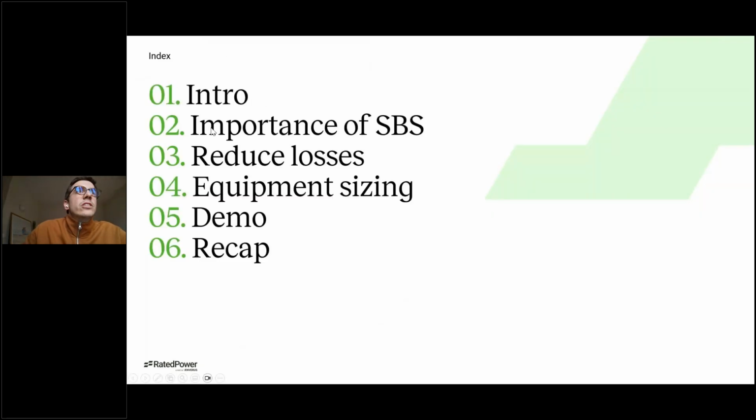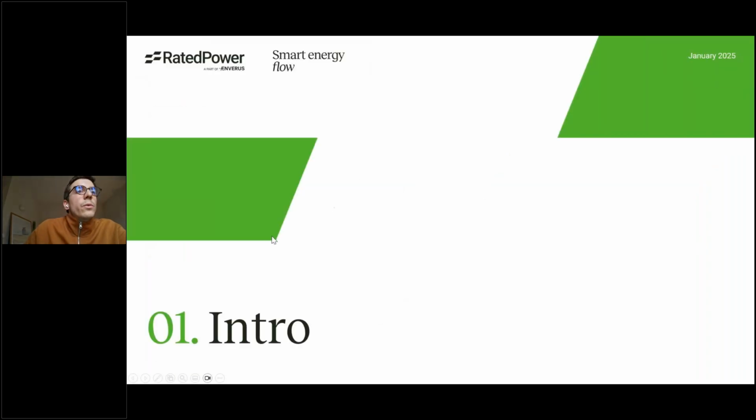And this is going to be the index for today. We're going to give a little introduction to the theme, and then we're going to see three important aspects: the importance of switching and breaking stations, how to reduce the losses, important for this grid integration, and of course, how to size our equipment. Then we'll go to the software to see how we do all this, and a little recap to see all the steps we've been doing. So let's jump into it with the intro.